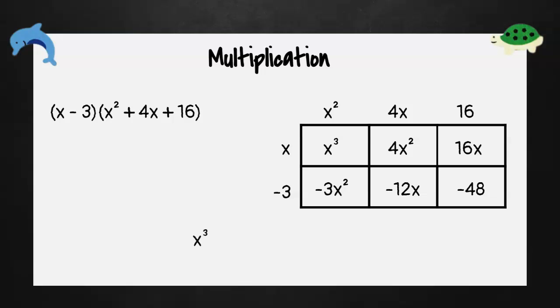Now I have my x cubed coming first, and then what you'll see is that you could actually go ahead and combine your x squares together, which is going to get you a positive x squared. You also can combine the x terms together, which gets you a 4x. And the very last term is just the constant, which is a negative 48.